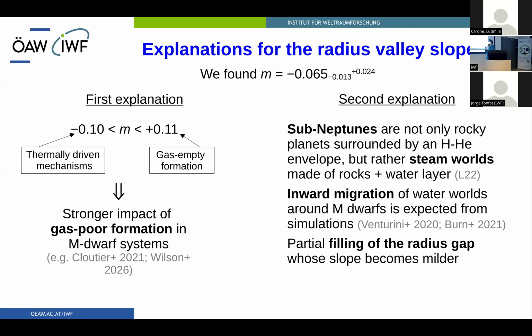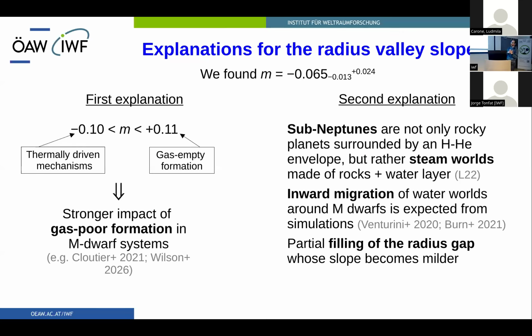And so this is the idea that probably this last planet was formed a little bit later on and in a gas-empty environment. So a gas-poor, gas-empty environment could be much more common around M dwarfs rather than other kinds of stars. But then there is also a second explanation that is much more related to formation and migration.